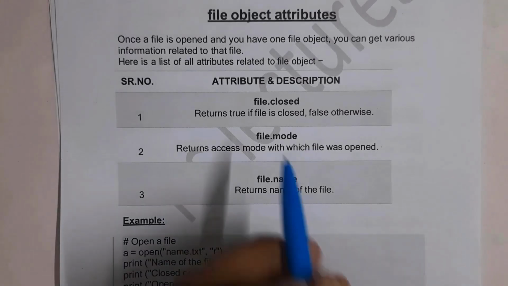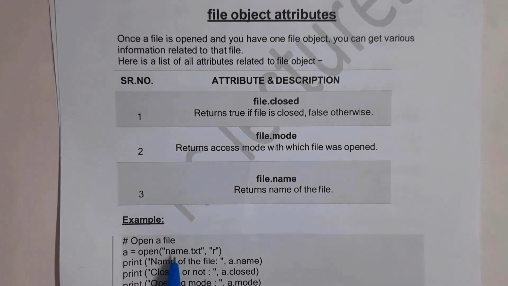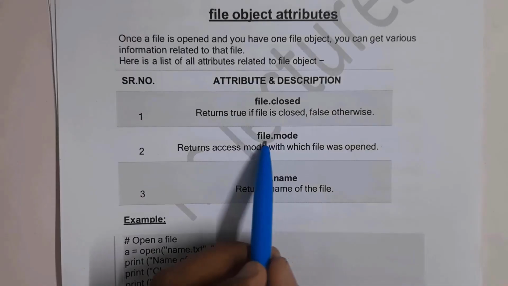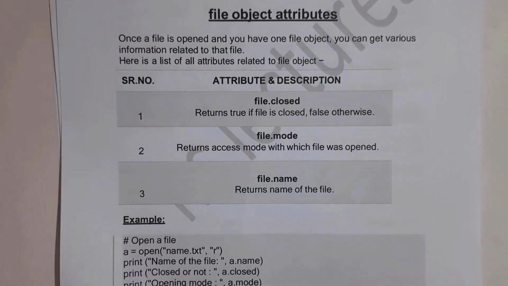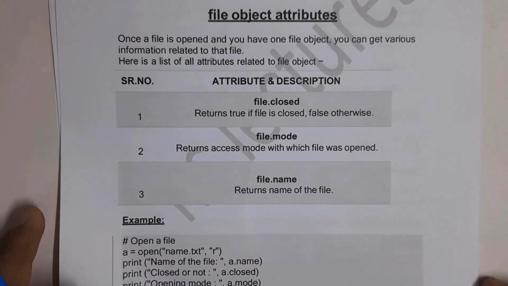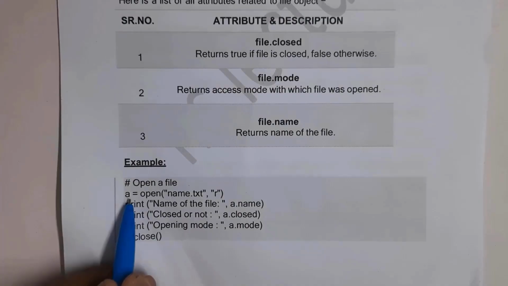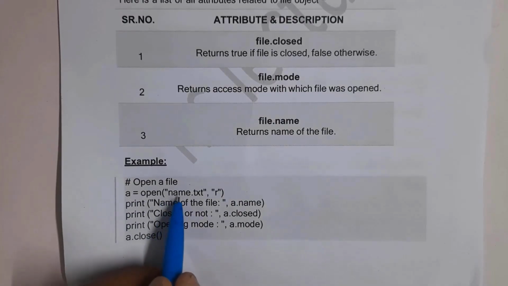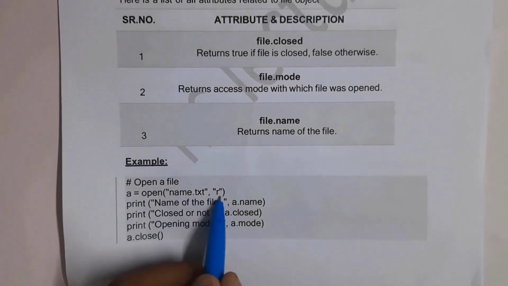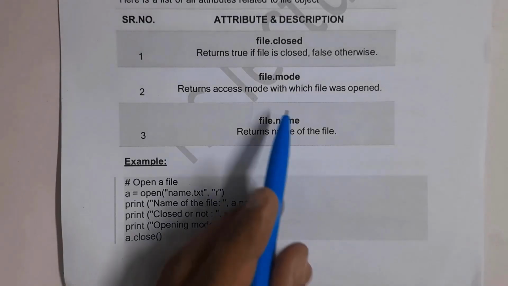And next one is file.mode. For example, we open a file, that file name is name.txt, in read mode. So it will display the output read mode. This file.mode will return the access mode with which the file was opened. And next one is file.name, where the file.name attribute will return the name of the file. For example, I opened a file, name.txt, in read mode. I am applying these three attributes.